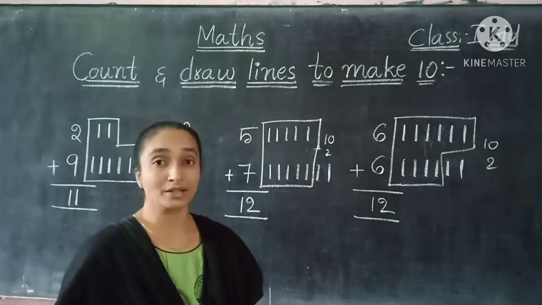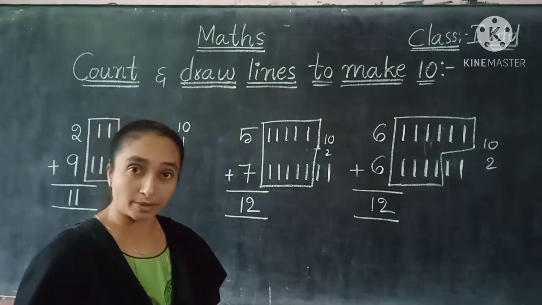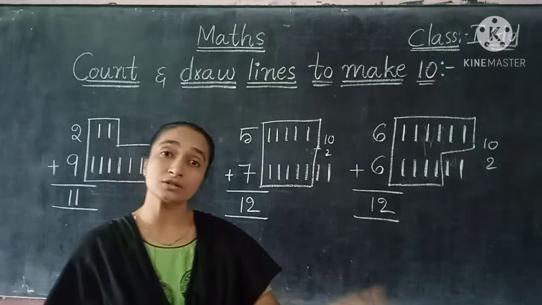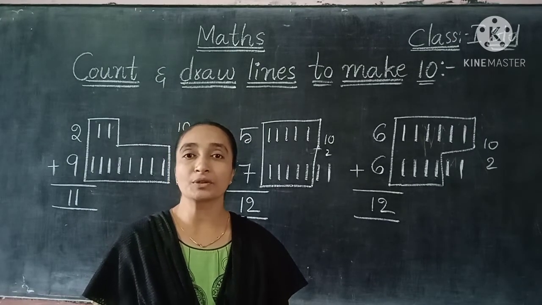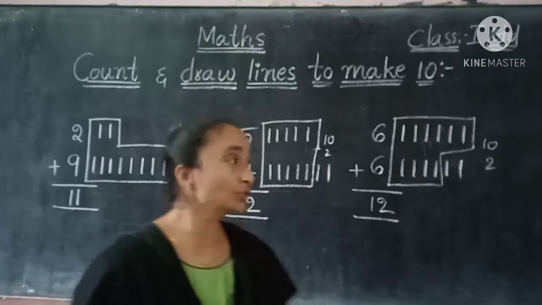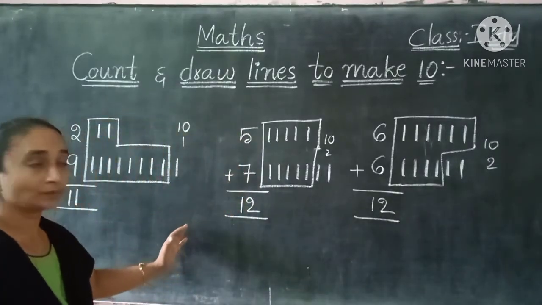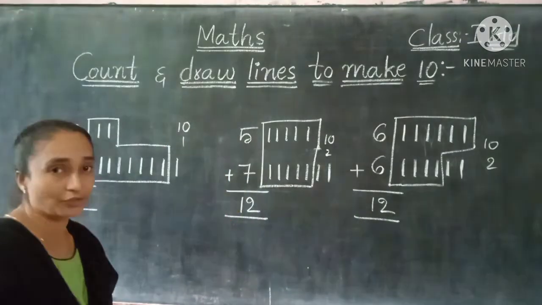So how many ways can we write 12? 6 plus 6 also 12. 10 plus 2 also makes 12. And 5 plus 7 also makes 12. So here we can get the answer in many ways. So children, hope you all understood how you can make the 10. We can count and draw the lines to make a 10 and then we can do the calculation fast.